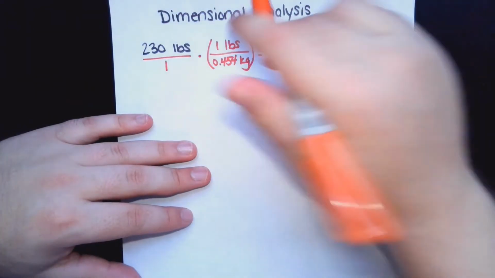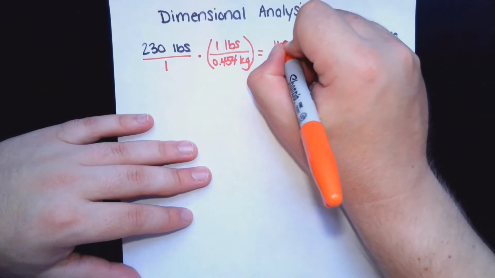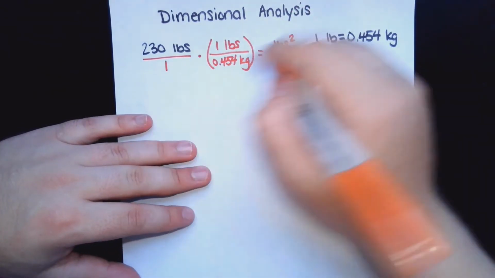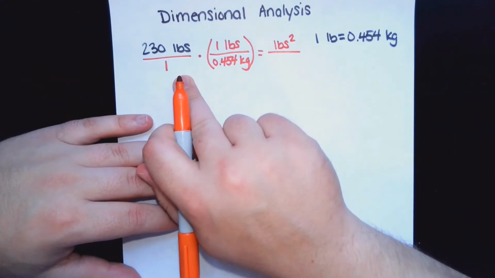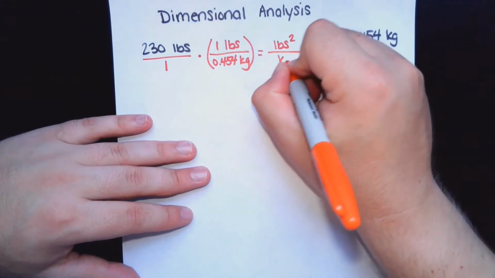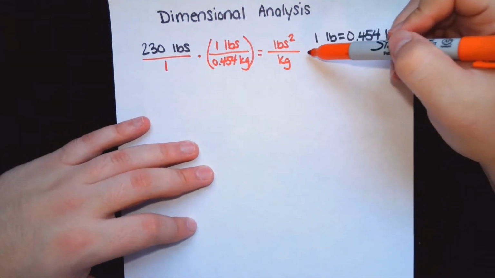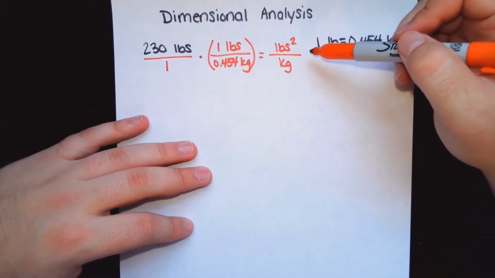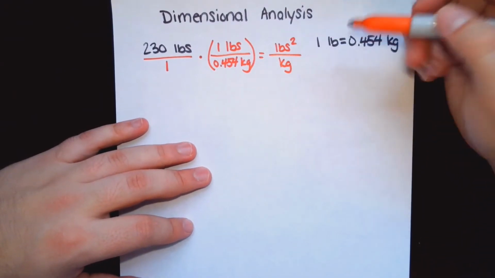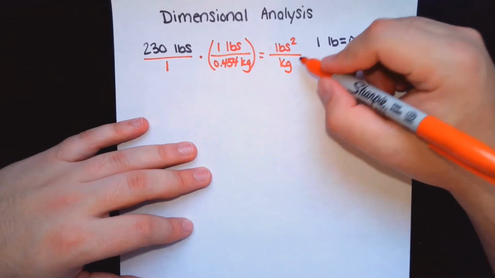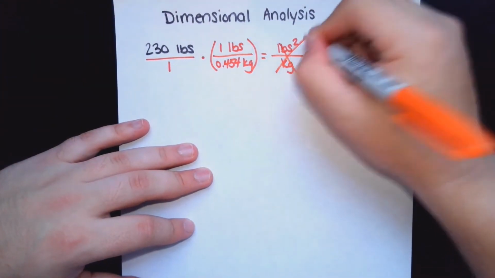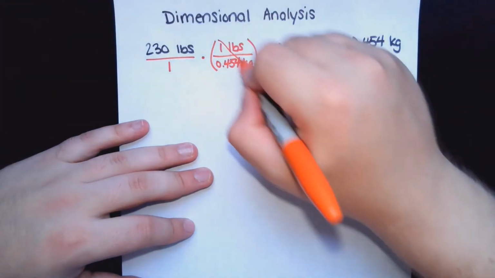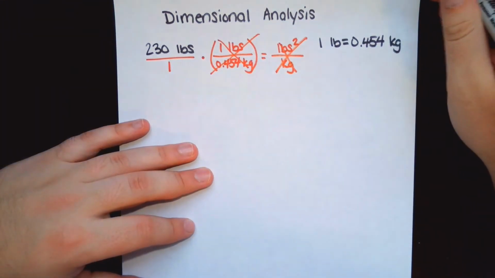Let's multiply the units. So we have pounds and pounds, which gets us pounds squared. And this is no unit, and that's kilograms. So that's pounds squared over kilograms. Is that the final unit we want for our answer? No, that unit doesn't make any sense. We're looking for kilograms, and this is not that. So that tells you this is not the proper way to set up that conversion factor.